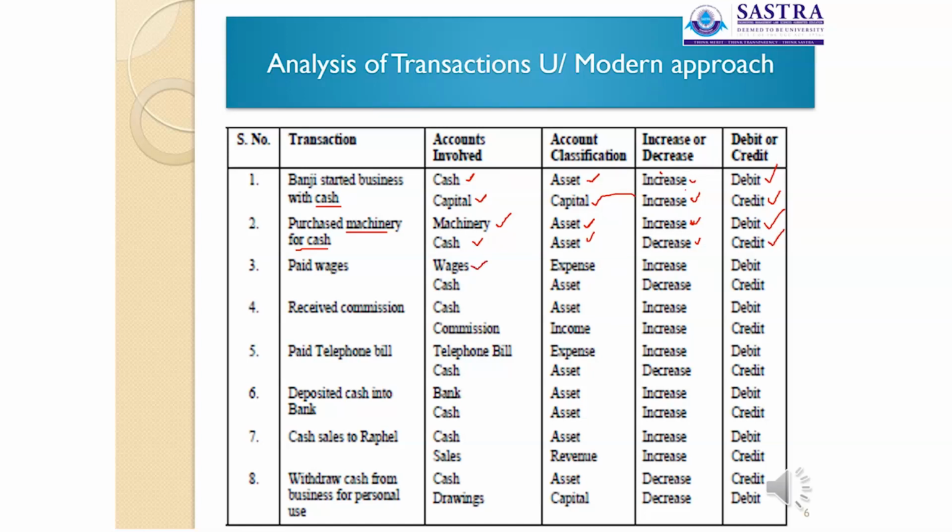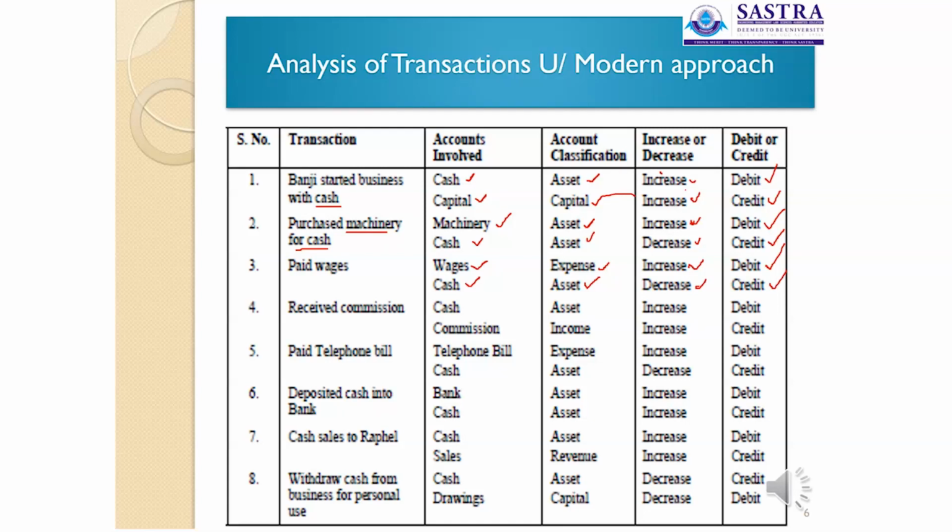Wages account is related to expenses. Cash account is related to asset. Here expenses increase, and asset value decreases because cash goes out of the business. If our expenses increase, automatically the amount of capital is reduced. So it should be debited. Then cash decreases, because cash goes out of the business, so the value of cash should be decreased. So that should be credited. If asset decreases, it should be credited.